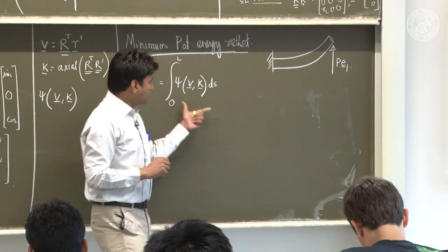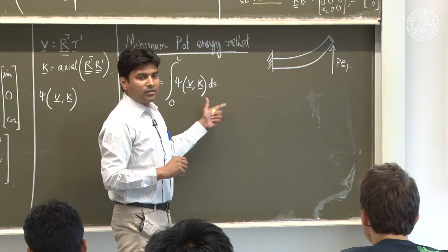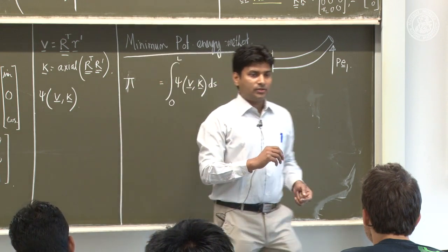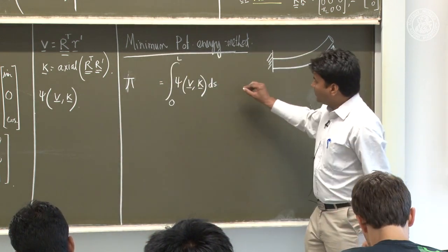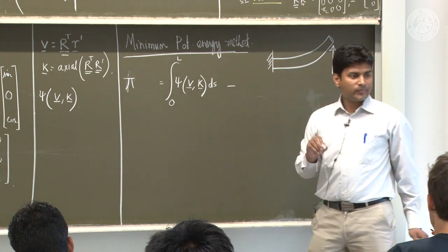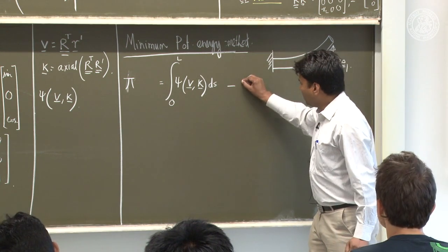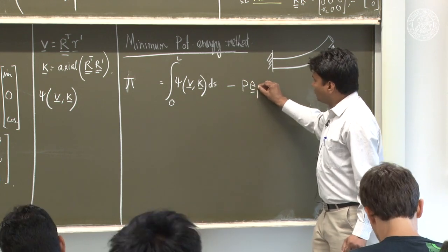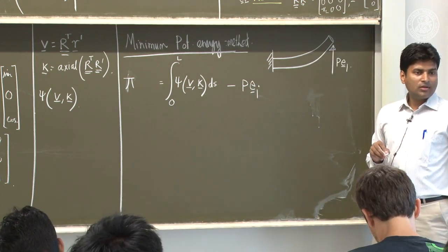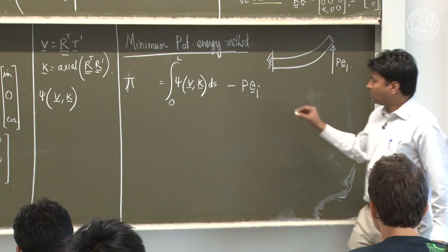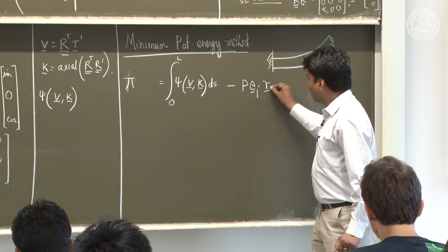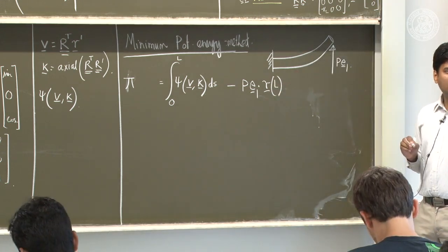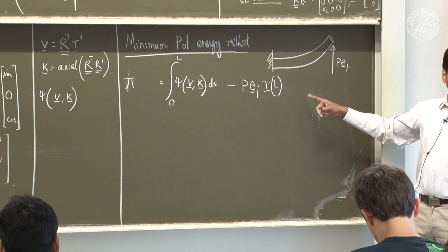So, that is just the strain energy, then you subtract the work done by the external load to get your potential energy, right. So, I have to do minus P E1 dot big R of L. Can I write this? So, that is the work done by the external load.